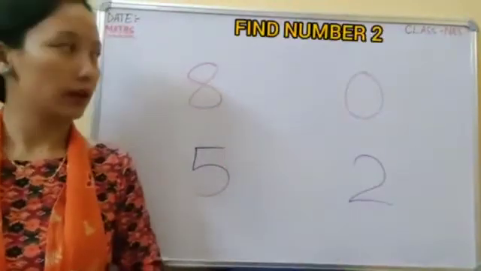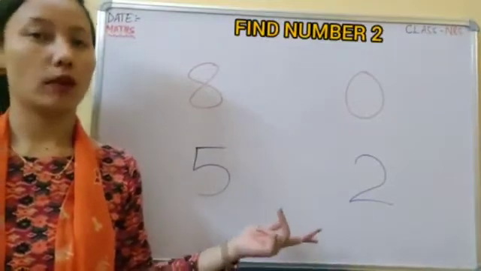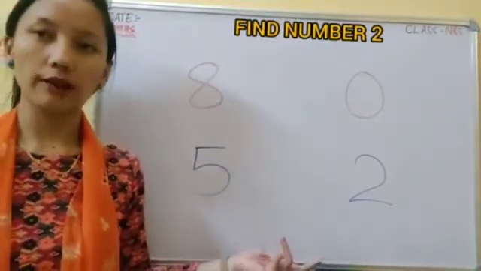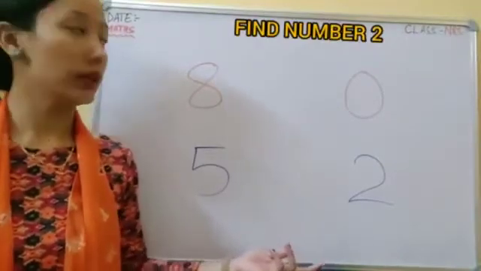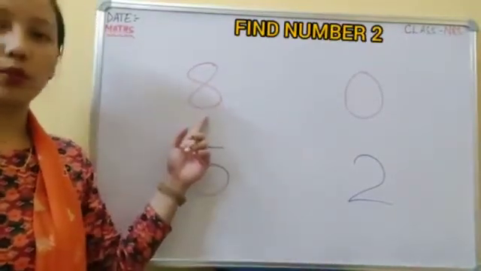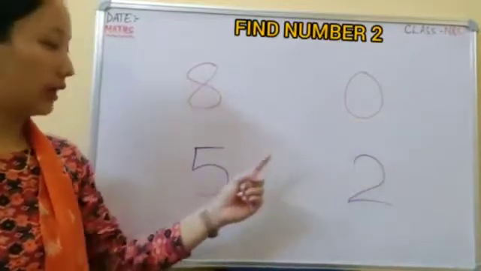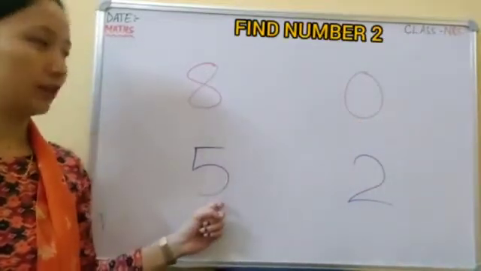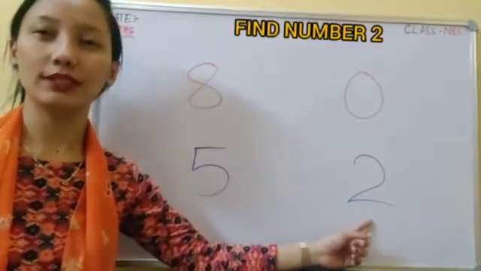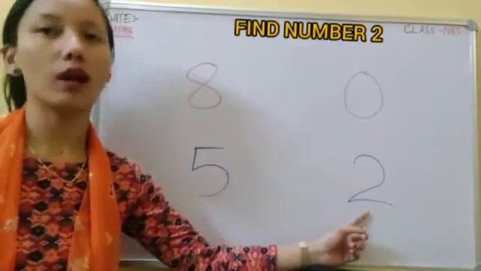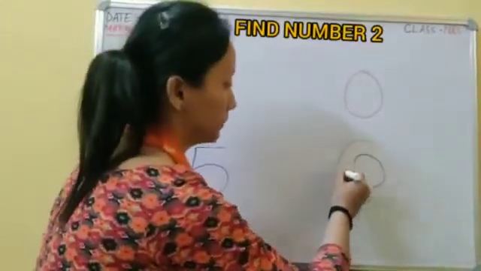Okay students, here I have written 4 numbers. From here you have to recognize or find number 2. Okay, so tell me, is this number 2? No. Is this number 2? No. Is this number 2? No. Is this number 2? Tell me students. Yes, this is number 2. So, encircle it like this.